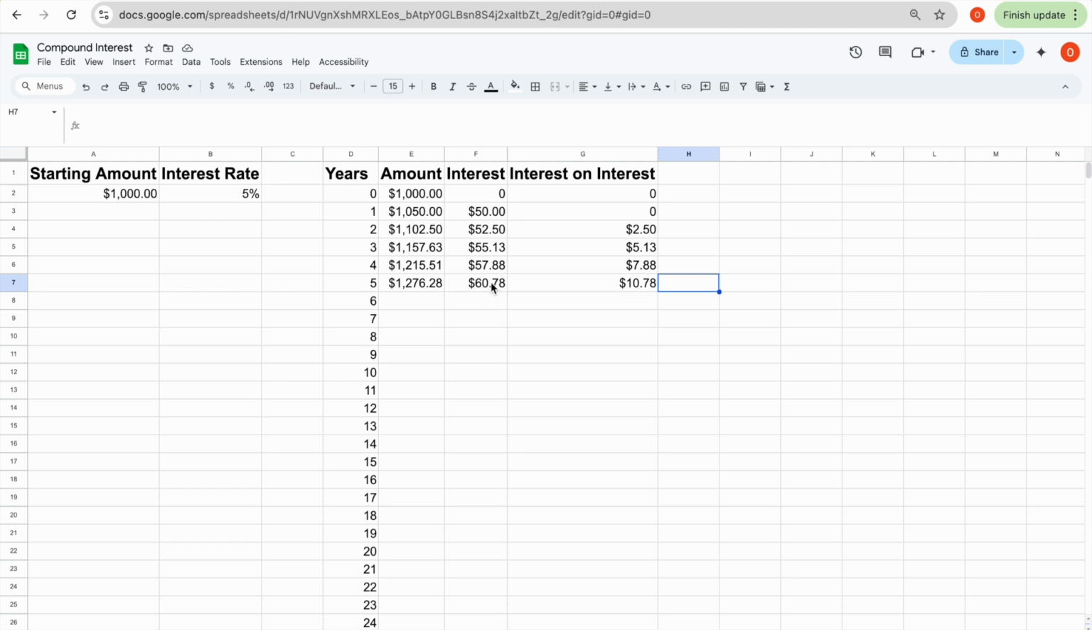So after 5 years of compound growth at 5% a year, our $1,000 has turned into $1,276.28. In the fifth year, we gained $60.78 of interest, and overall, our interest itself has gained $10.78. And I know what you're thinking, after 5 years, why are we even caring about this number? $10.78, it's almost a meaningless amount, right?